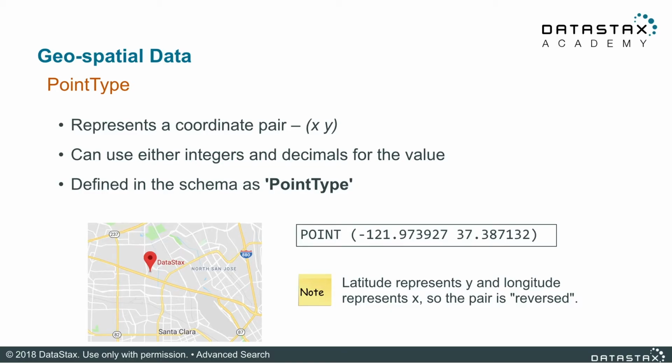Note that with lat-long coordinates, the best practice is to actually describe the point with the longitude first, as that is what describes the x-coordinate, and then with the latitude, which would be the y-coordinate. An example of geospatial data with a point would be places of interest, such as the location of our own DataStax headquarters, shown on the map here.